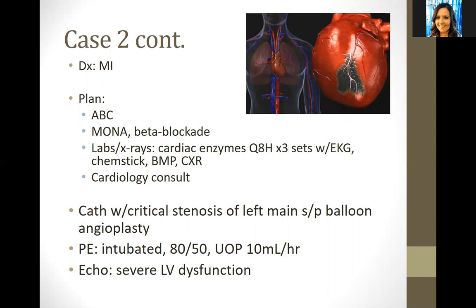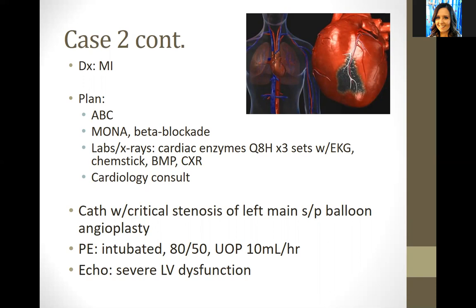So after cath lab, he was intubated. His blood pressure is now 80/50. His urine output is 10 mLs per hour. So remember, good urine output is at least 30 mLs per hour. We do an echo, so a TTE, a transthoracic echo. We see that he has severe left ventricle dysfunction.